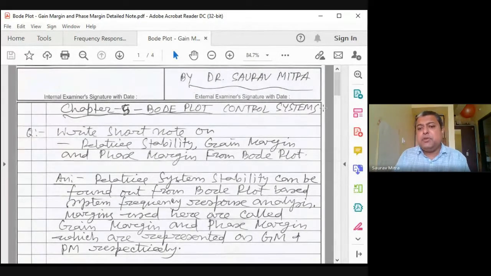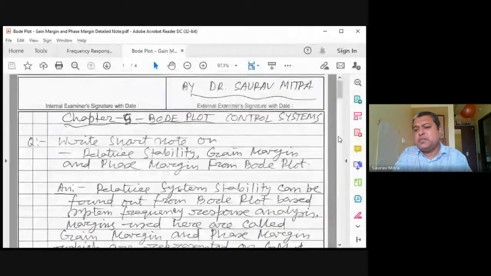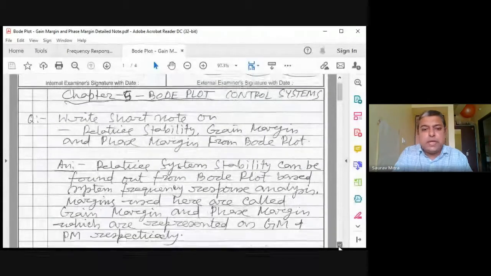Now I'm going to show you, without constructing the Bode plot, how this works for any system. What is the transfer function? We are not saying G(s)H(s), but for some transfer function system, the Bode plot looks like this.